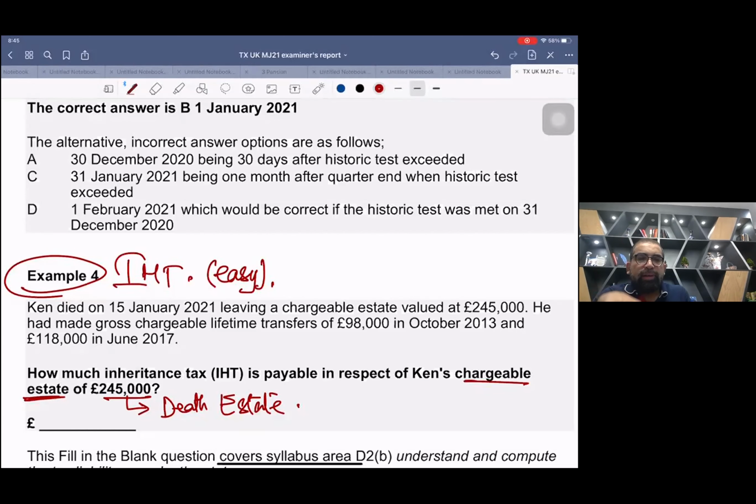First of all, date of death is very important. Which is 15 January 2021. Plot this date and go 7 years back. 15 January 2021 is important. Plot this date and then go 7 years back.